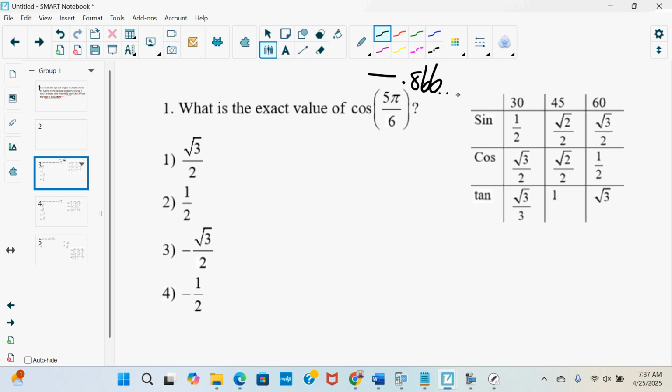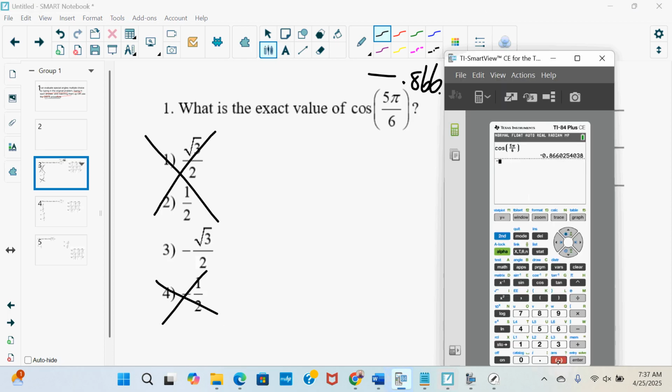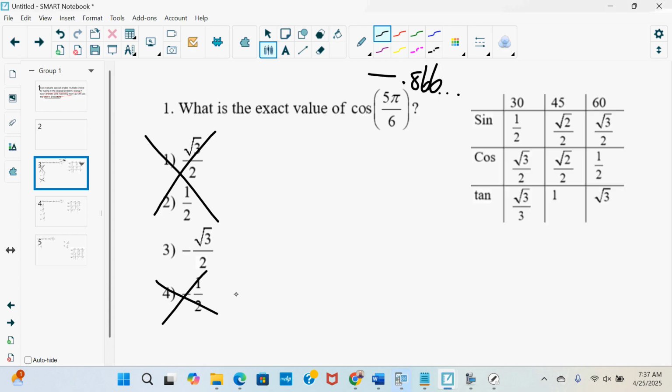And now I'm going to type in each answer. Well, it can't be the positive ones. It really can't be negative 1/2. I'm only left with one thing there, but we can go through the process. Negative radical 3 over 2, negative 0.866, done.